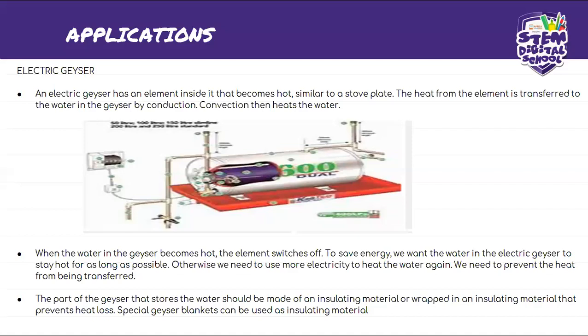All right. The part of the geyser that stores the water should be made of what? An insulating material, or wrapped up in an insulating material, to prevent the heat loss. Special geyser blankets can be used as an insulating material. So besides the fact that we have geysers that will heat up water for us to bath, we also have blankets.